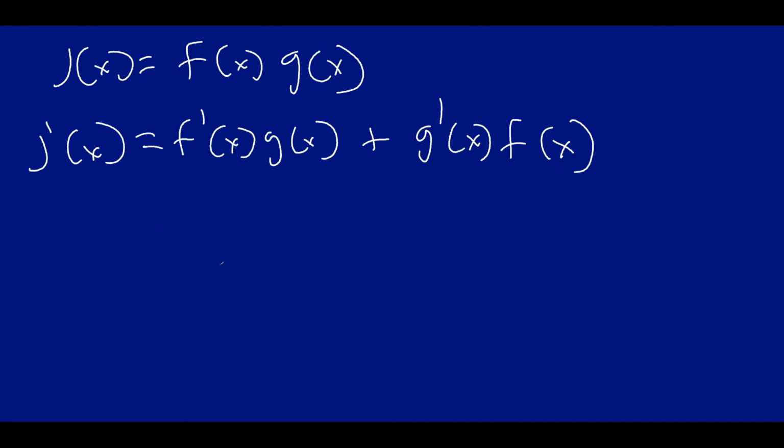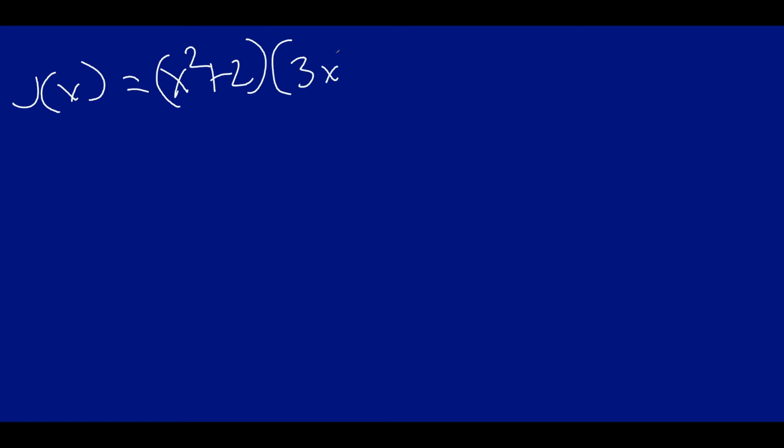So we have the following function as shown below. We're going to do j of x. Let me just do this on a new screen so I have more space. So our j of x is going to equal x squared plus 2, put that in parentheses, multiplied by 3x to the 3 minus 5x. So that's what we got.